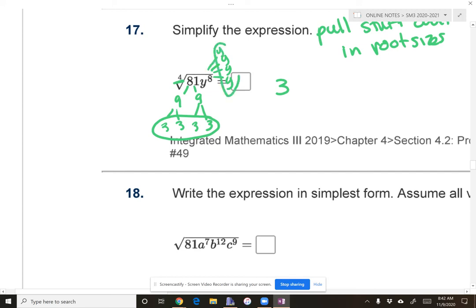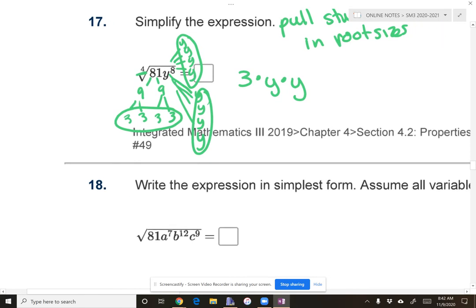Y. There's a group of 4. And then I have y. There's a group of 4. I've used all 8 y's. So 3 times a group of y times another group of y. Nothing left on the inside gives me the answer of 3y squared.